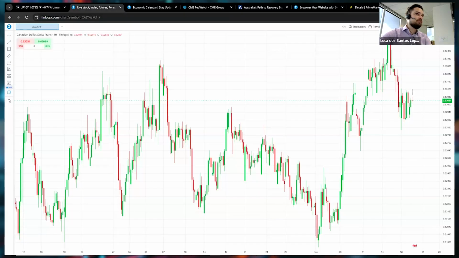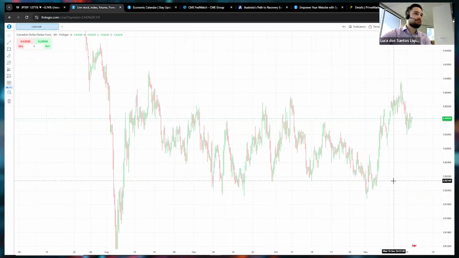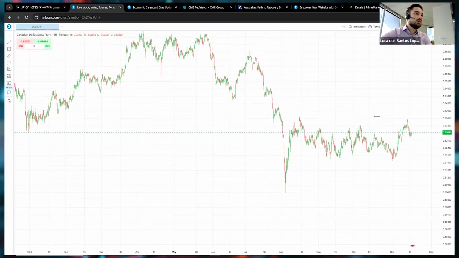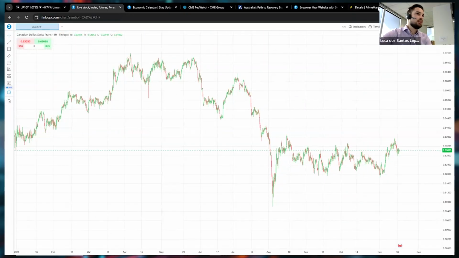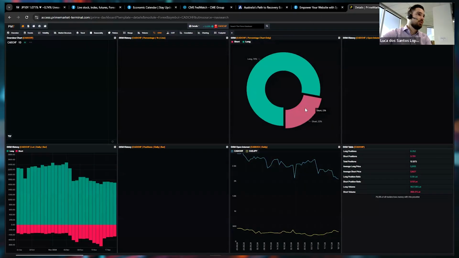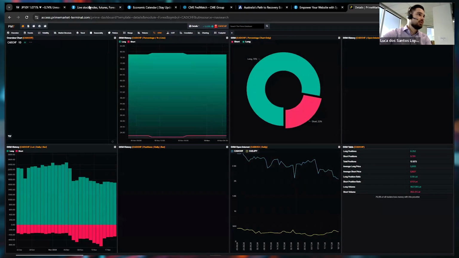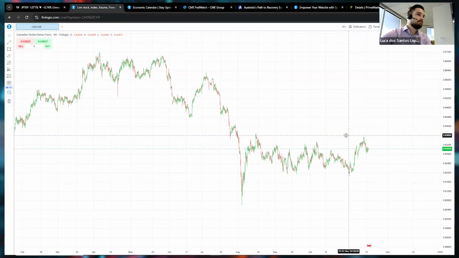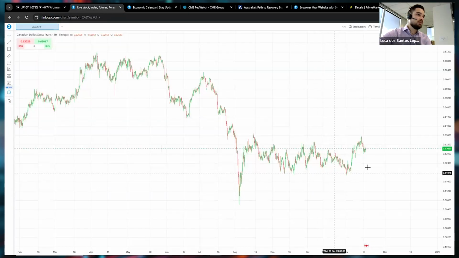Where's my chart here? So CAD CHF. Yeah, that's a very messy chart. Very, very consolidated. But yeah, I will be looking to short as well. Maybe somewhere around these levels. Short from here to here. Very quick trade. All right, moving on.